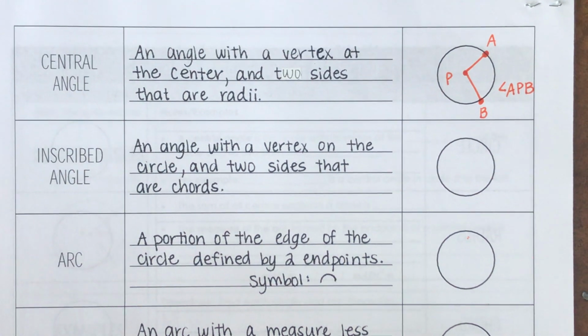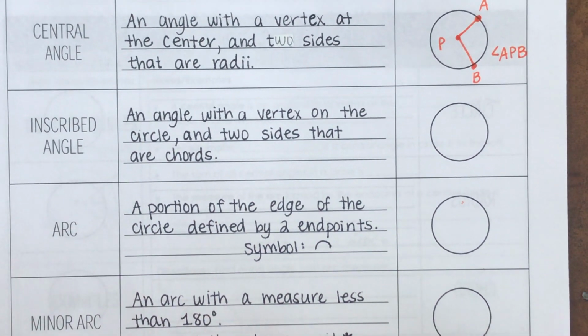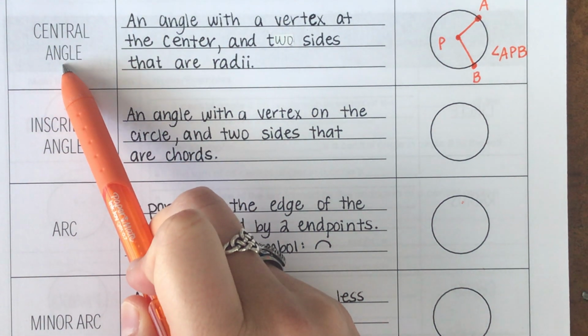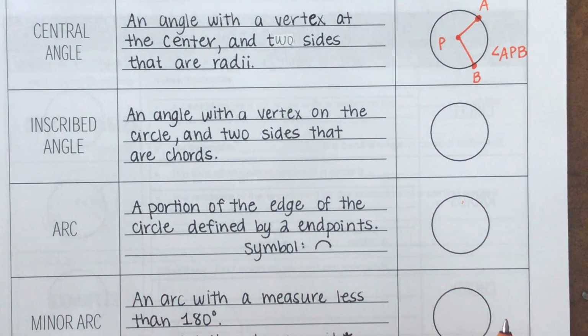It's an angle that we've seen before, it's just now it's on a circle. And it's called central angle because obviously the point is at the center. Easy way to remember that.